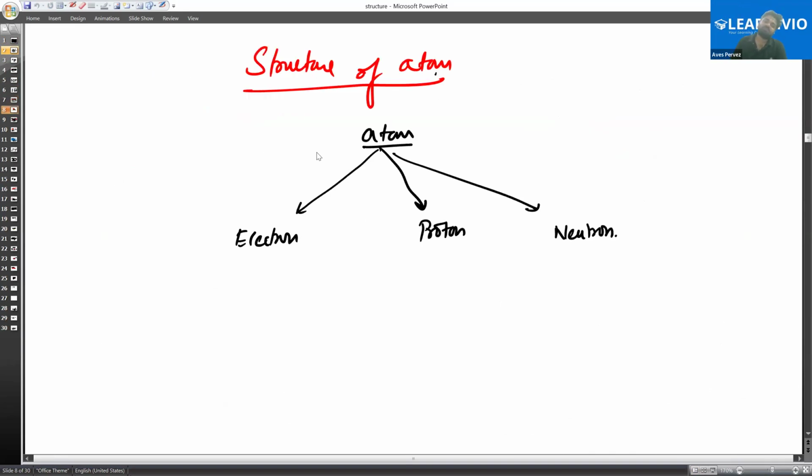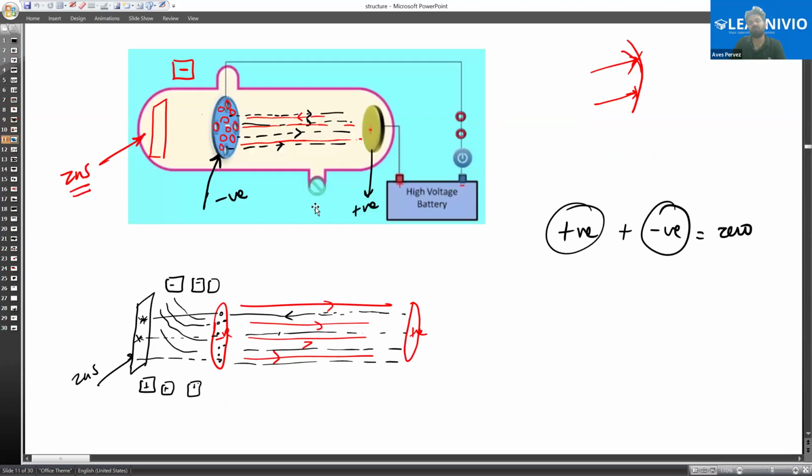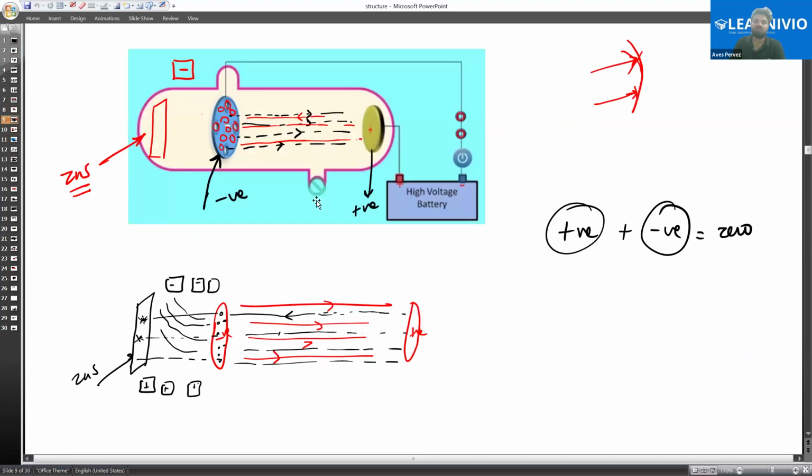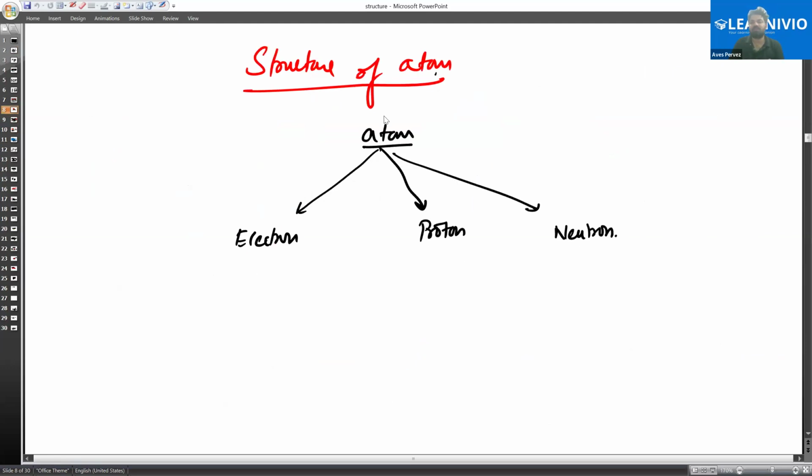Now you know that if we talk about the electronic configurations of atoms, atoms have three subatomic particles that we call electron, proton, and neutron. These subatomic particles are present inside the atoms, and how they were discovered, and some of the drawbacks of the models, we're going to discuss in this chapter.